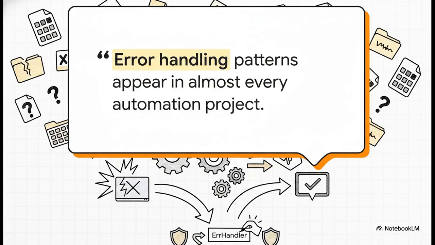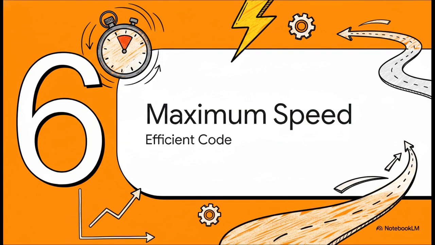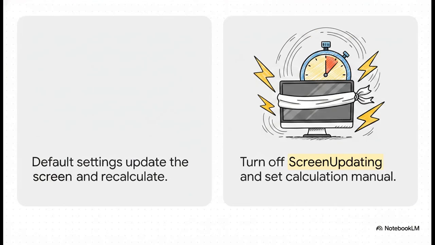Finally, Section 6, Maximum Speed and Efficiency. Let's talk about optimizing your code so it runs at lightning speed. Here is a massive pro tip. By default, Excel tries to redraw the screen and recalculate every single formula during every micro step of your loop. That is exhausting for your computer.